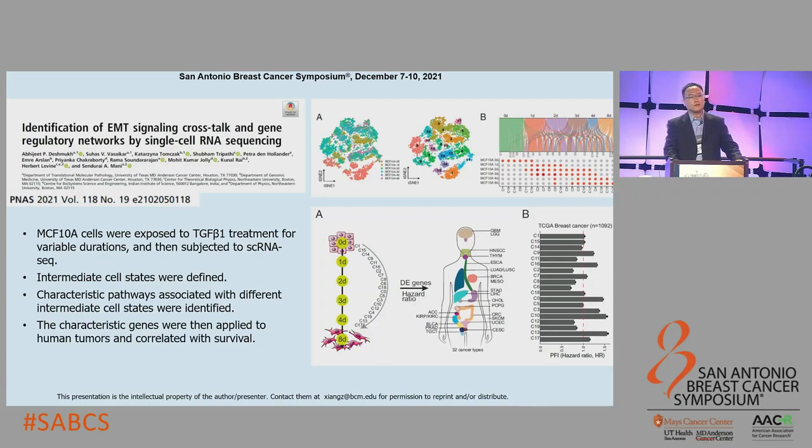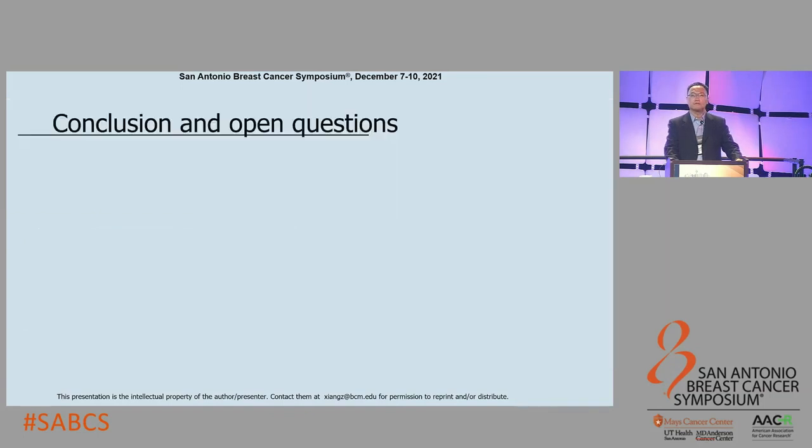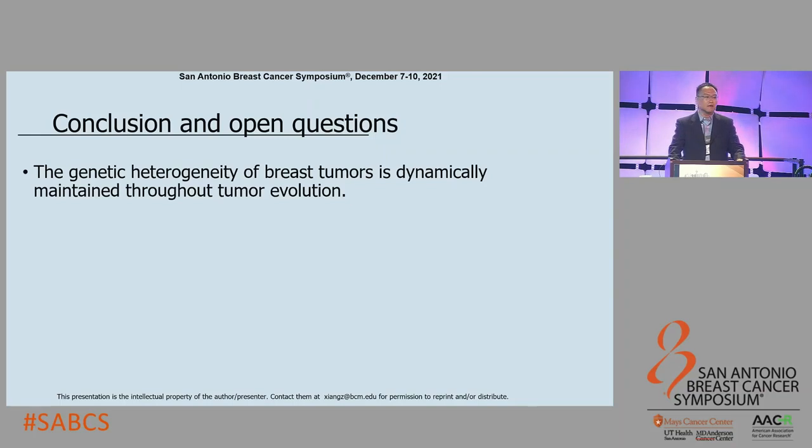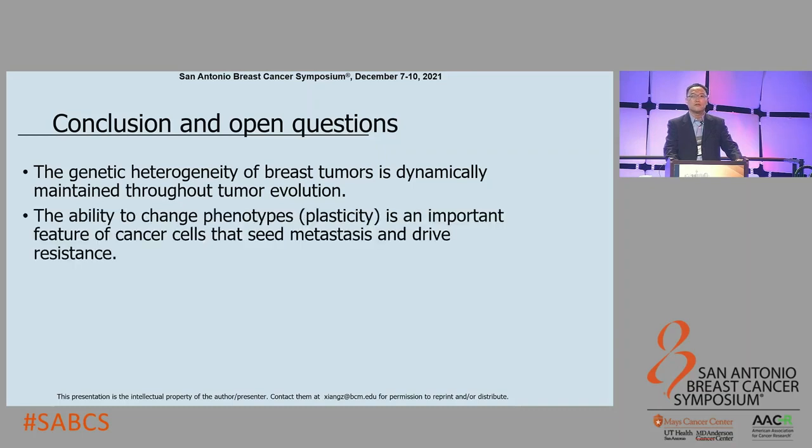And indeed, several of these signatures have poor prognosis in humans, supporting the idea that cells with hybrid or partial EMT status are more likely to drive tumor progression. So to conclude this session, we learned that the genetic heterogeneity of breast cancer is dynamically maintained throughout tumor evolution. And the ability to change phenotype, plasticity, is an important feature of a cancer cell to seed metastasis and drive resistance.